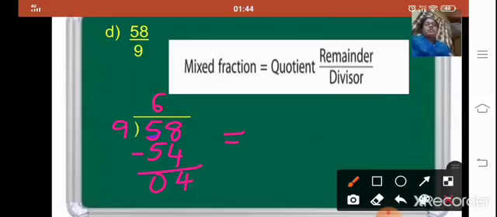So your answer is, what is your quotient? 6 becomes your whole number. That is, your quotient becomes your whole number. Your remainder is 4. You write it like this. 4 upon divisor is your 9. So 4 upon 9 becomes your proper fraction. So mixed fraction is written as quotient, remainder upon divisor. So 6, 4 upon 9 is your mixed fraction. Okay.